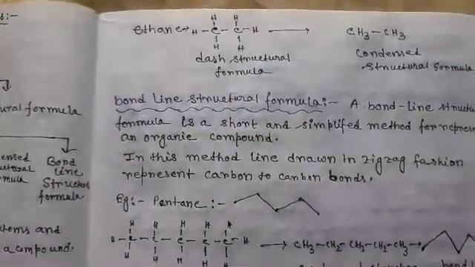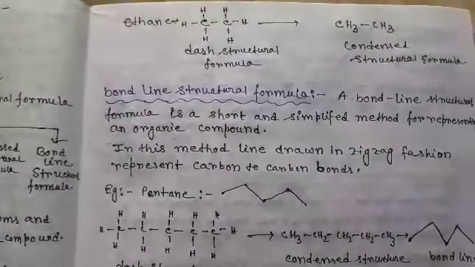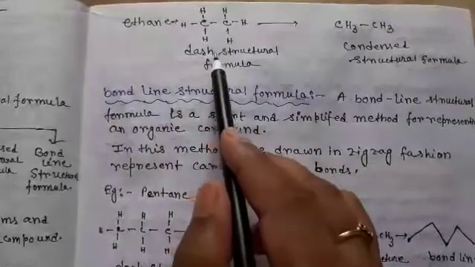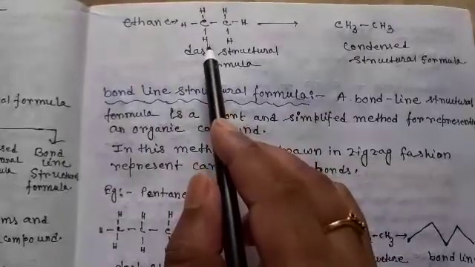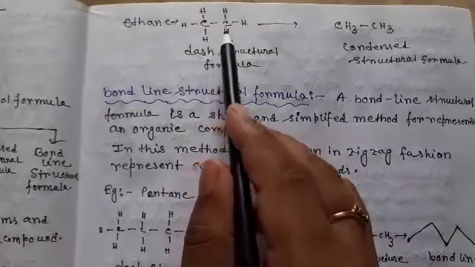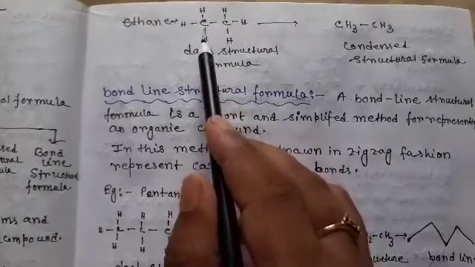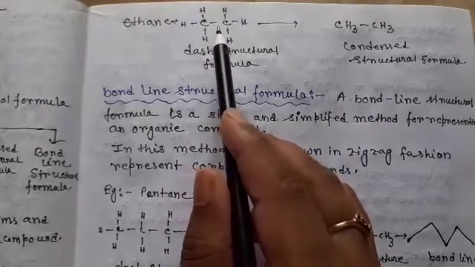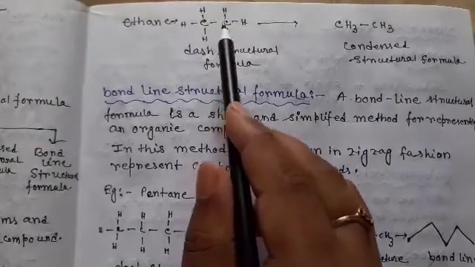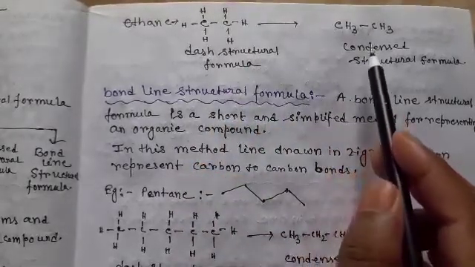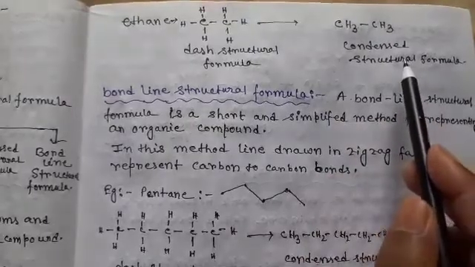Here is another example of the condensed structural formula, that is ethane. This is the dash structural formula of ethane. Here the carbon hydrogen covalent bonds are represented by dashes and the carbon carbon bond is also represented by a dash. Here only the carbon hydrogen bond dashes are omitted and the carbon carbon covalent bond remains, and a structure is formed, that is CH3 single bond CH3, the condensed structural formula of ethane.